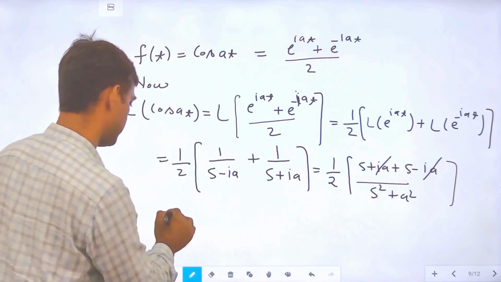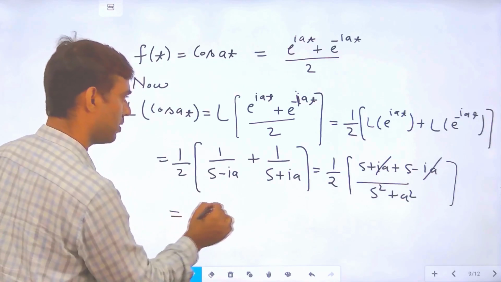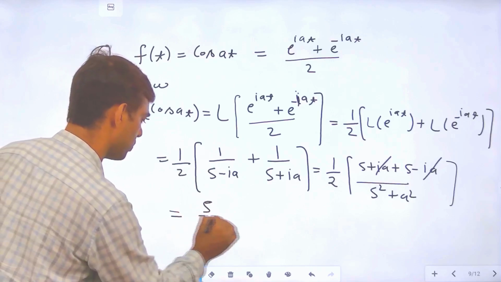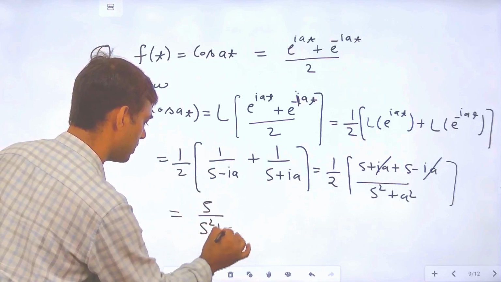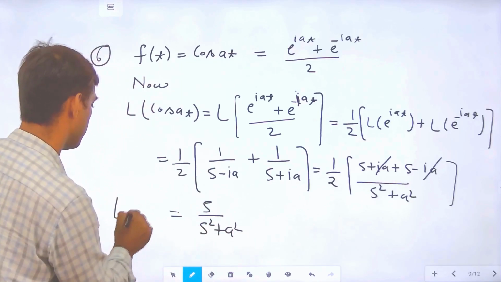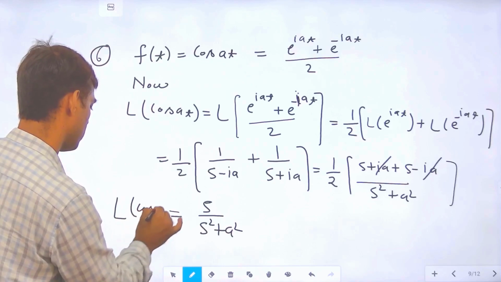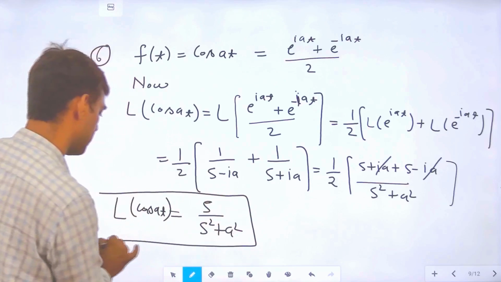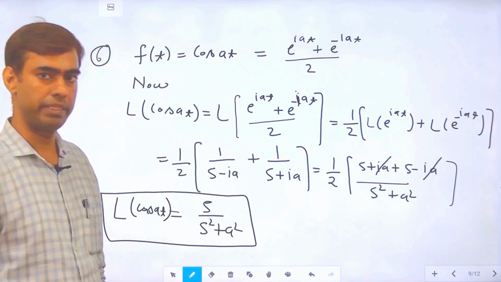After simplification, what is the Laplace transform? This becomes 2s, and 2 and 2 cancel out. This becomes s upon s square plus a square. This is the Laplace transform of cos at.